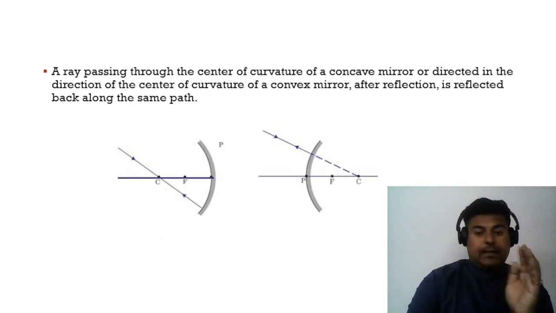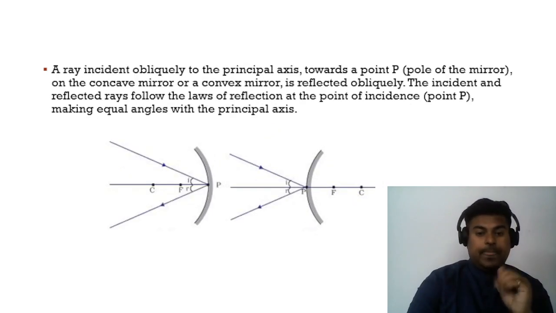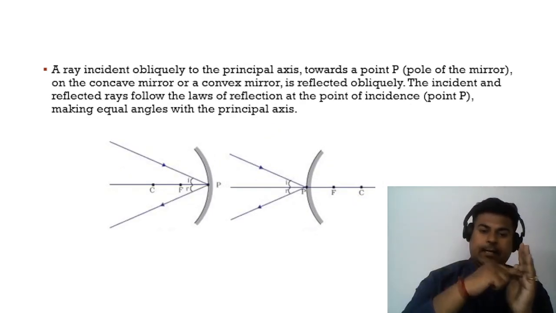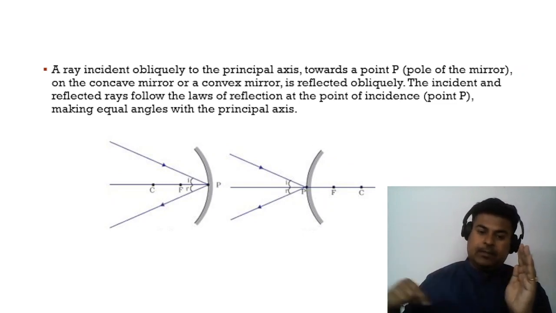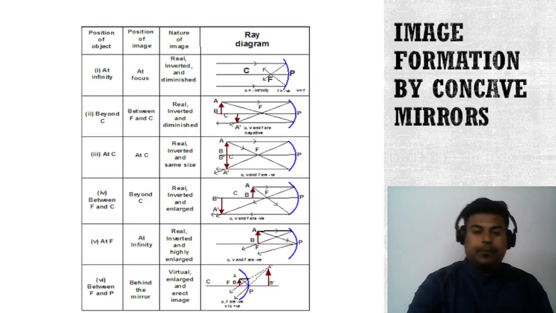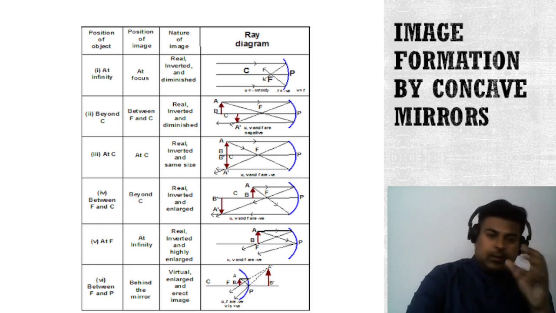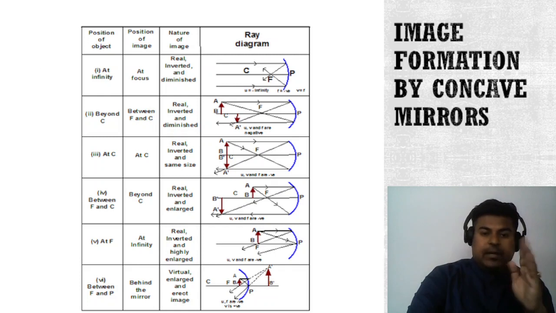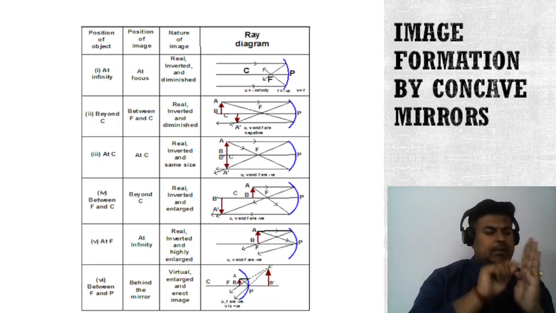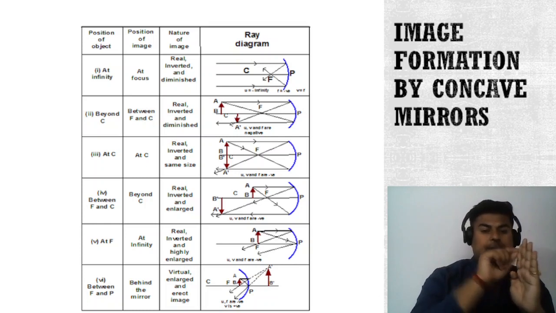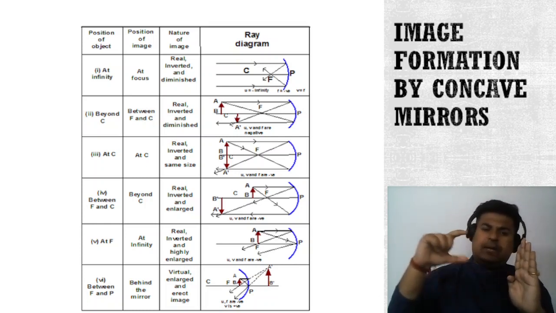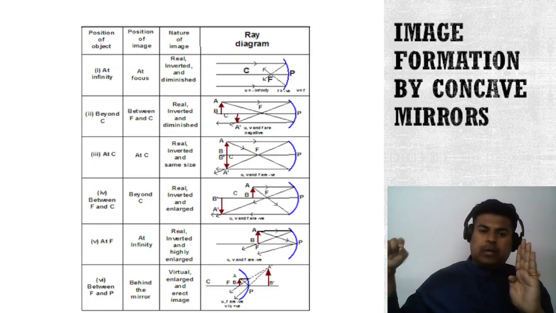If a ray of light passes through the center of curvature, after reflection it passes through the center of curvature only. And if a light is incident at an angle, after reflection it will be reflected back with the same angle. Using these rules, we'll make the ray diagrams for the concave mirror case. If the object is at infinity, consider this object. It is made up of various points. Consider any two rays. After reflection, they will meet at a point. The image will be formed at that point.